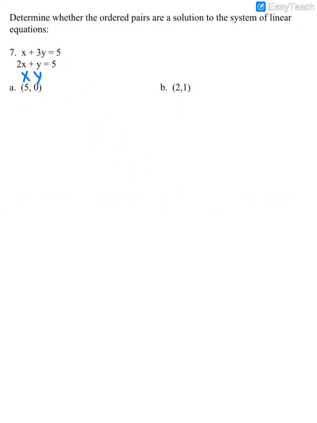Okay, so in that first equation, I'm going to plug in 5 for x. So instead of x, I'm going to write 5 plus 3 times y. Well, my y is 0 equals 5. Okay, so 3 times 0 is 0, so that's just 5 plus 0, which is 5, equals 5. All right, so that's true. It works in that first equation.